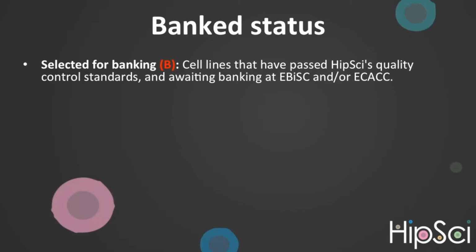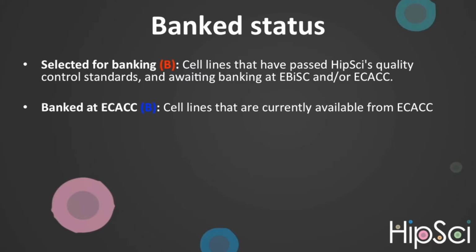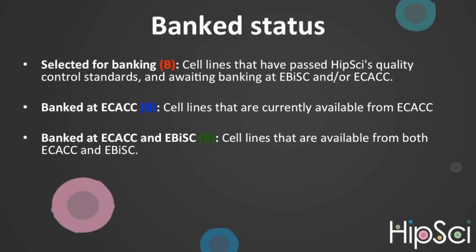A red letter B tells you cell lines have passed quality control standards and will continue in the pipeline towards being banked at EBISC and or ECAC. A blue letter B tells you the cell line is currently available at ECAC. A green letter B tells you the cell line is currently available both at ECAC and at EBISC.